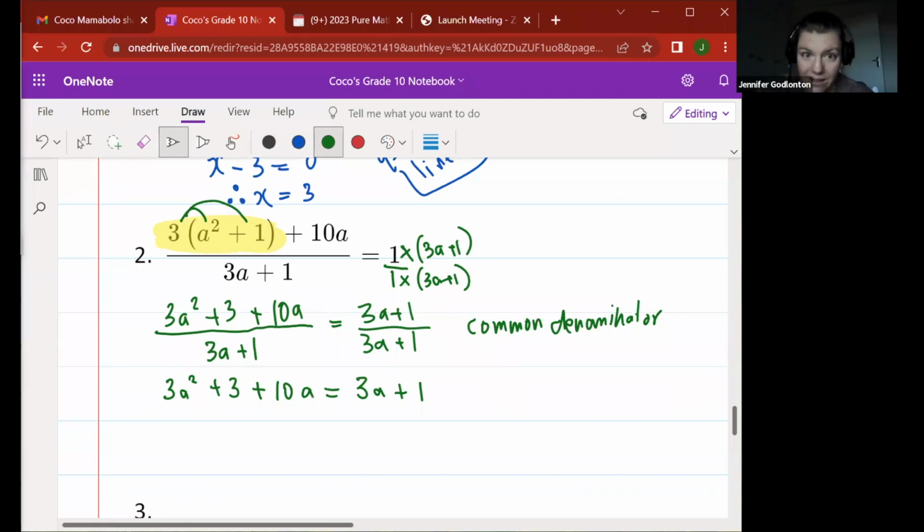From here, I want you to try and take it from yourself. So we've got an a squared that's telling us that it is quadratic. That means we want to move everything to one side and make it equal to 0.